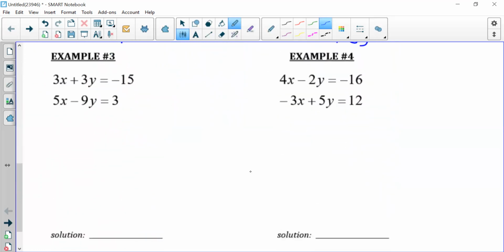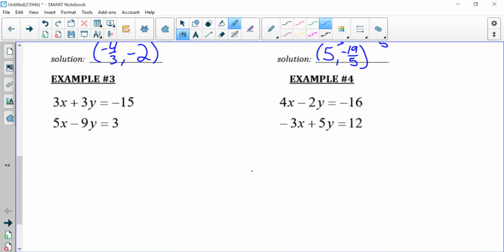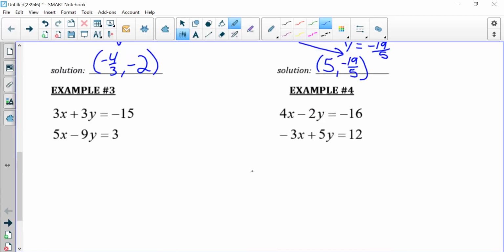All right, we have 2 more examples here. Let's work on these. Step 1 is I need opposite coefficients. Do I have opposite coefficients anywhere here? No. So I'm definitely going to have to do some multiplication to get opposite coefficients. This time, though, I don't even have the same coefficients, right? So I can't just multiply one equation by -1. I'm going to have to do something bigger than that.